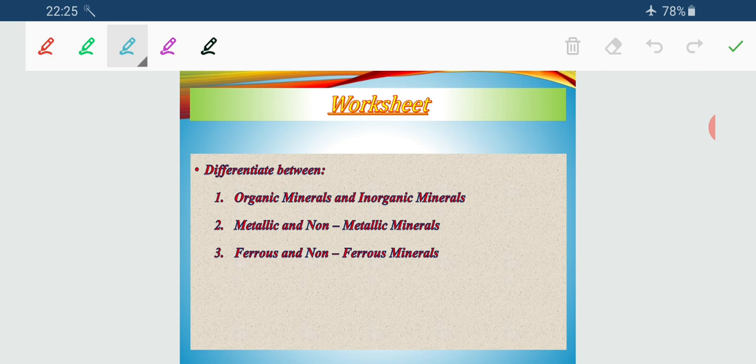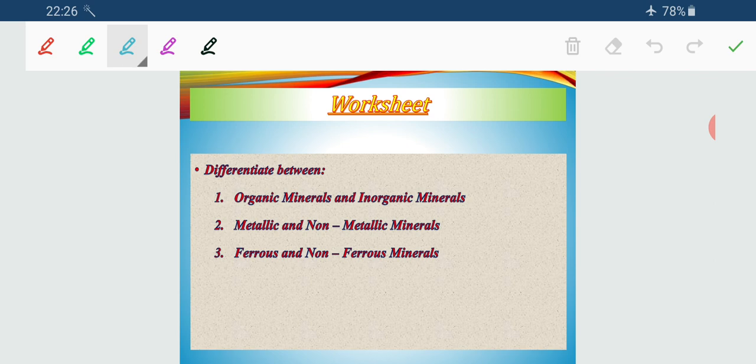What will be the second point of difference? Organic minerals are found within the sedimentary tract. Inorganic minerals are found with the igneous and metamorphic rocks. Organic minerals are found in the sedimentary rocks, and inorganic minerals are found in the metamorphic and igneous rock. The metamorphic, which has been transformed from the igneous structure. Okay.